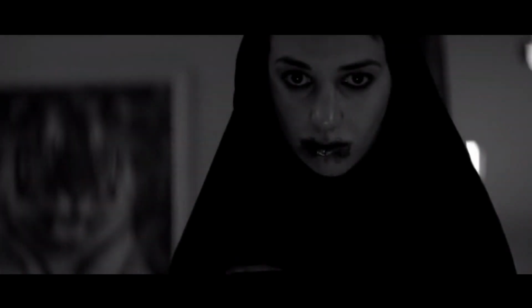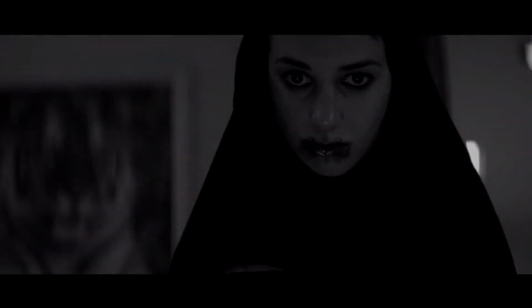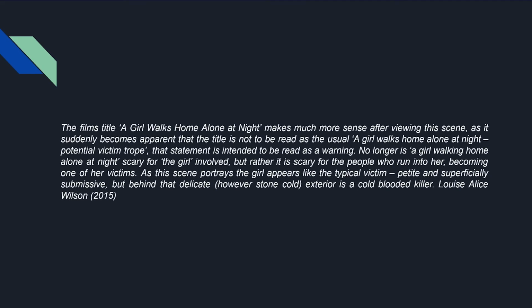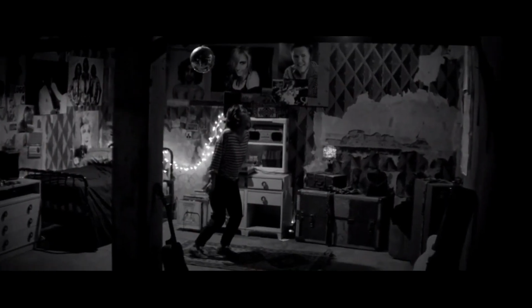And this is actually the first time the girl shows up as the vampire and the first killing scene in the movie. Lewis Alice Welton said, for the title, A Girl Walks Home Alone at Night, no longer is the girl walking home alone at night scared, but rather people who run into her are scared. And at the beginning of the scene, the girl appears like the typical victim, however, she is actually the cold-blooded killer. And there's nothing like the girl dancing to 80s music.